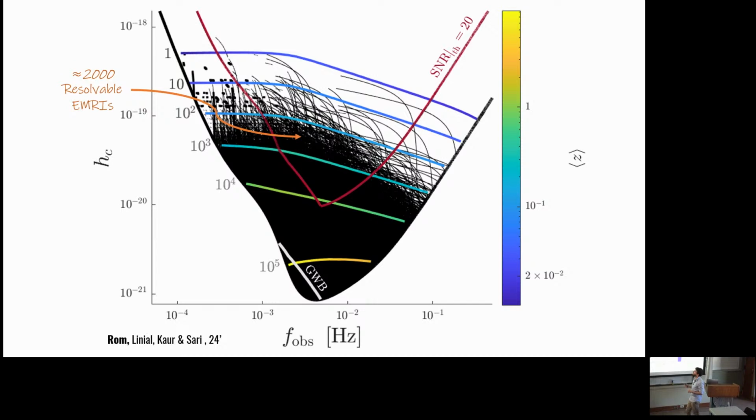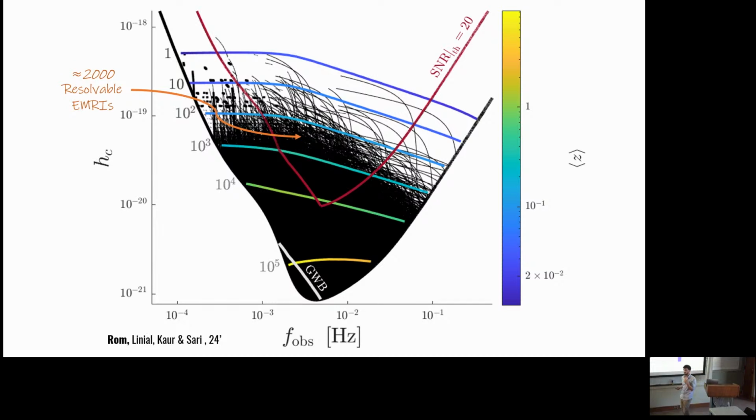Sorry, so here I present in the y-axis the characteristic strain of the emitted gravitational wave, and in the x-axis the frequency. So first, the thick black line here is the LISA sensitivity strain. So any source that crosses it will have SNR greater than 1. And now here, the thin black lines, this is just a visualization, so they are all single EMRI sources that we evolve along 4 years. They are just here for the visualization, but our results are actually summed up by these colored lines.